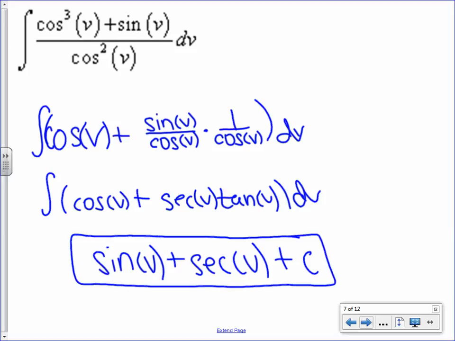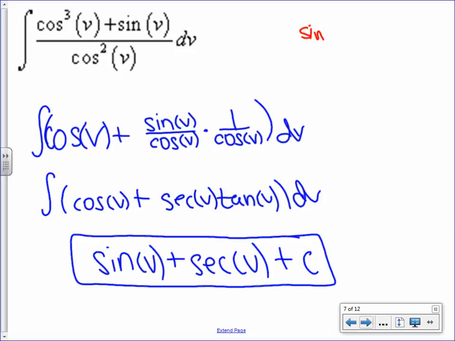You may have to use some identities to help you. What is sine squared plus cosine squared? 1. You may need that. I don't remember what the other one was. There's like 6 Pythagorean identities. Let's review those real fast.